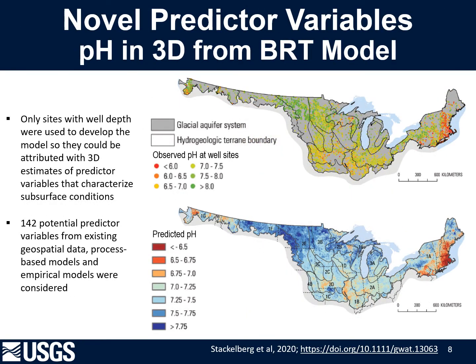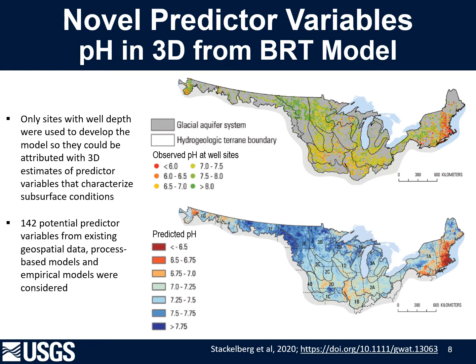So now I'm going to turn our attention to some of the models that were used to generate predictor variables. We refer to these as novel predictor variables, but really, redox, pH, groundwater age, these are types of information that explain water quality. What's novel here is generating the information in 3 dimensions so that we can use them in models of water quality, which was already shown.